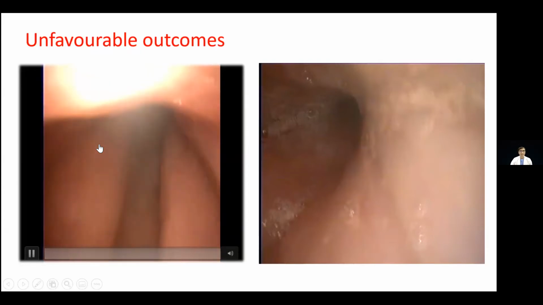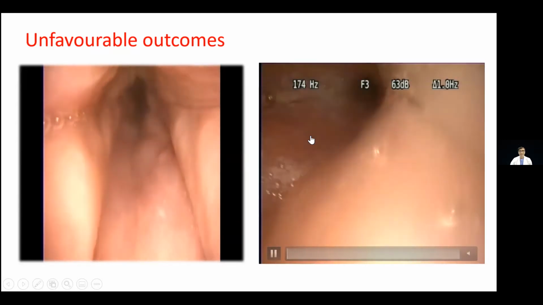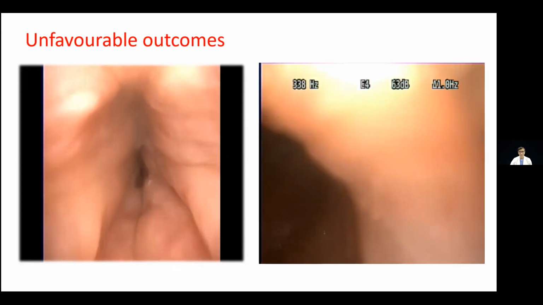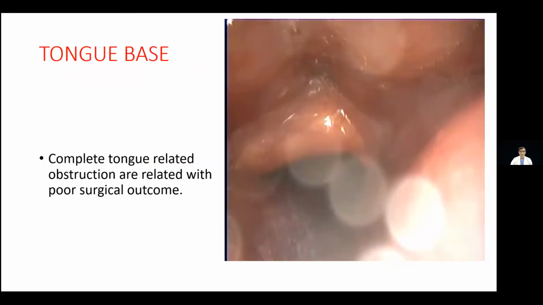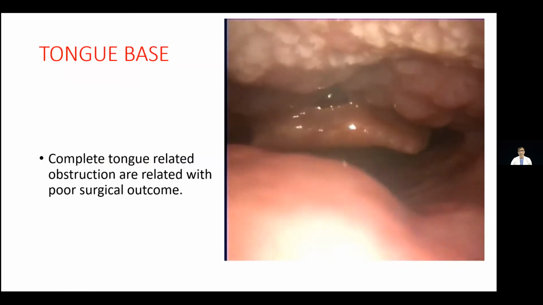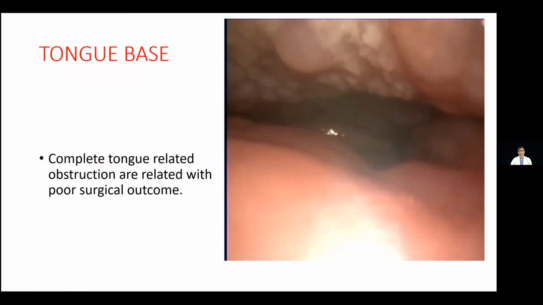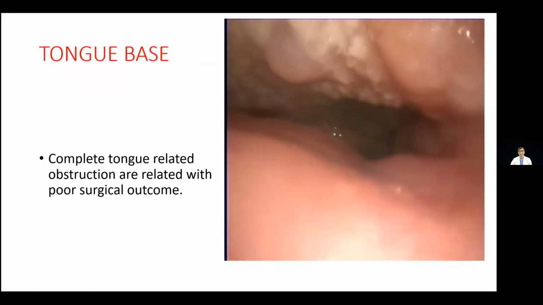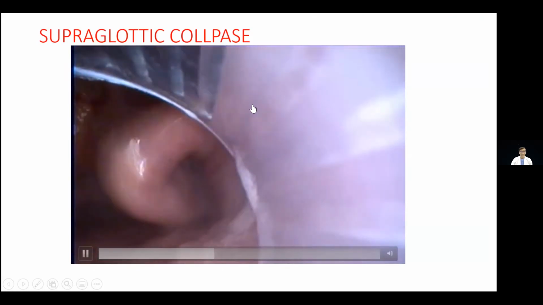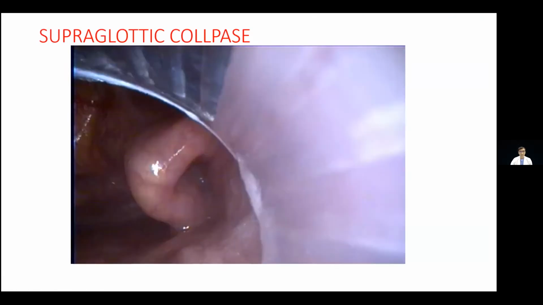So for example, this is a complete lateral collapse. This is a circumferential collapse happening at the level of the velum. This is a complete tongue-base collapse. As you can see, the whole tongue is just falling back like a thick structure, causing a secondary epiglottic collapse. This is a poor outcome finding. Supraglottic collapse, like you would see in this. See how much redundant mucosa there is in the supraglottis causing an obstruction.